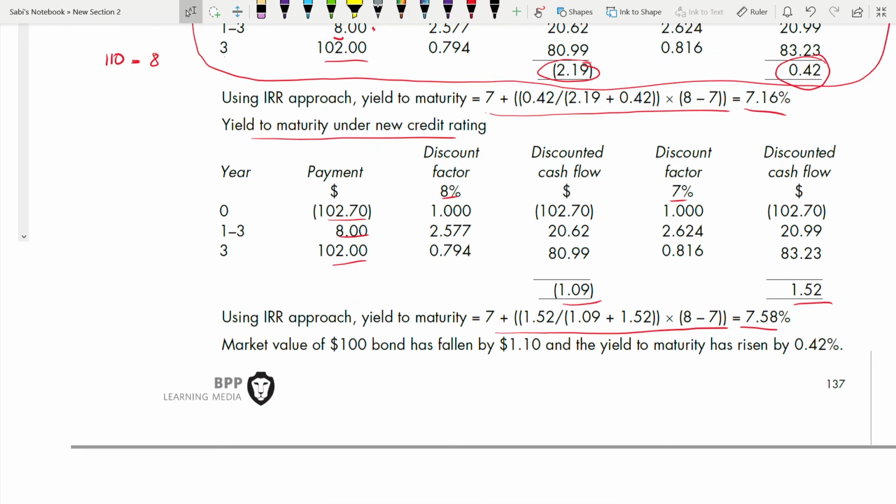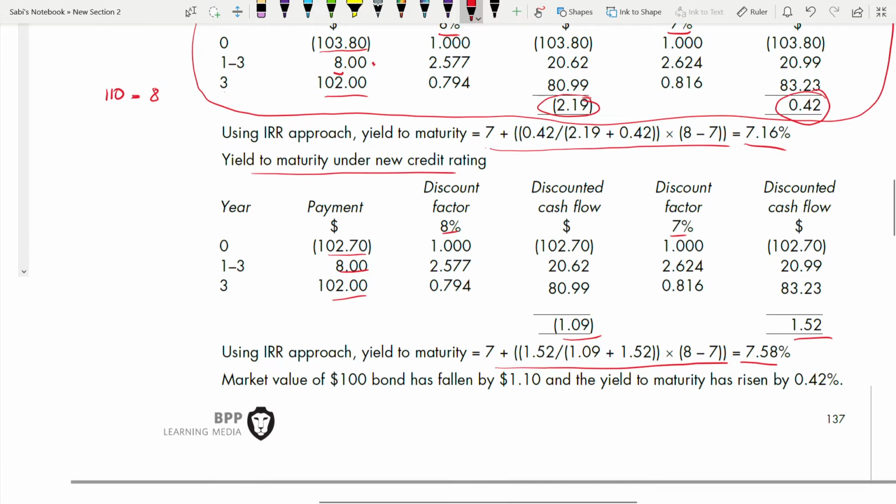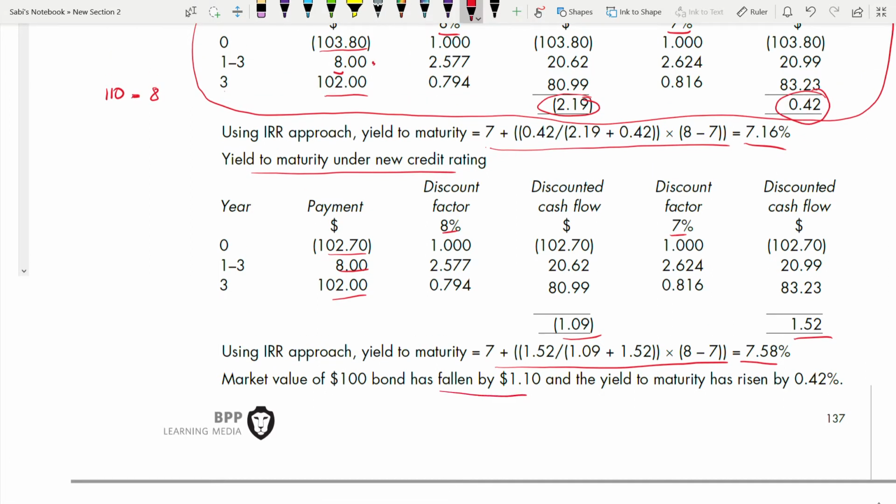Now you need to comment on what's happening. So the market value of the 100 bond has fallen by 1.1 and the yield to maturity has risen by 0.42%. Fallen by 1, yield to maturity has risen. So bond value fell because of that change in credit rating. You have to say this. What happened to the market value of the $100 bond? It fell. The difference you have to state.